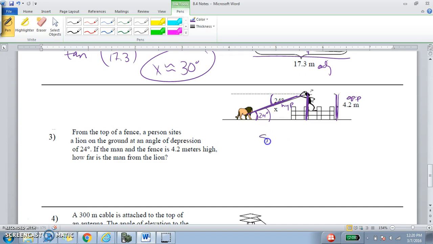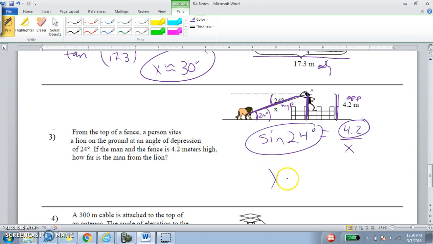So opposite and hypotenuse is sine. So we're going to say the sine of 24 equals 4.2 over x. Again, when the variable is on the bottom, you're going to have to take this number divided by this number. When we plug that in, we get about 10 meters. So you're 10 meters away from the lion.